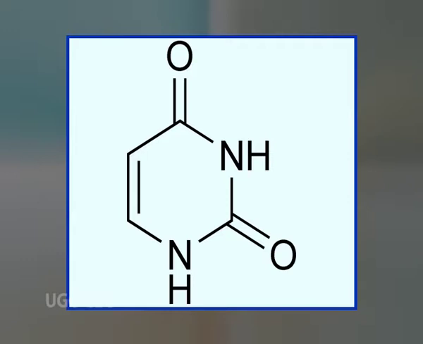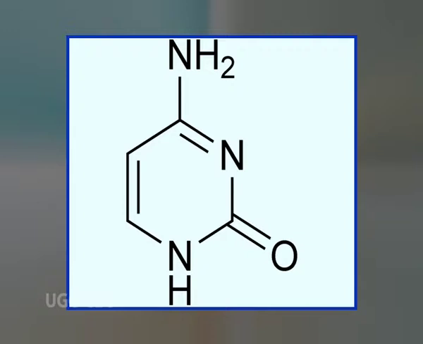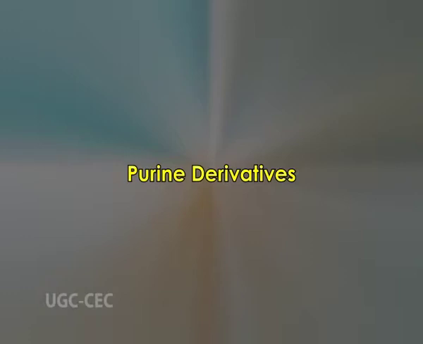Thymine, found in DNA molecules only, has a molecular weight equal to 126.13 Daltons. It was first isolated from thymus, hence so named. Cytosine is found in both RNA and DNA. It is a white crystalline substance with a molecular weight of 111.12 Daltons and a melting point of 320 to 325 degrees Celsius. Now coming to purine derivatives.